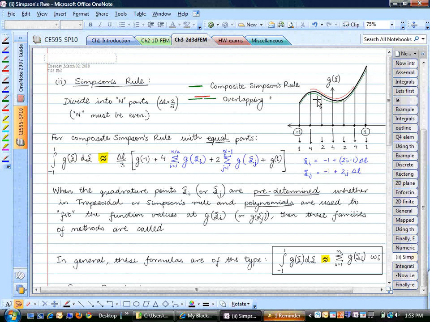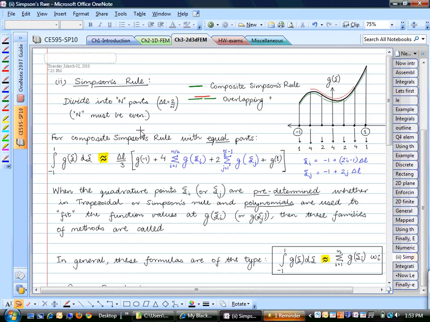The reason is that the way Simpson's rule works is by approximating your function using 3 points. With 3 points you can fit a quadratic exactly. Earlier, with the trapezoidal rule, you were fitting a linear function. Now you are fitting a quadratic through 3 consecutive points. So if you consider only the bottom curve, this green curve, this is one quadratic function from here to here, another quadratic function from here to here, and another quadratic function from here to here.